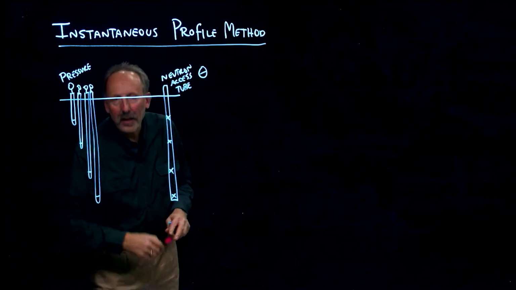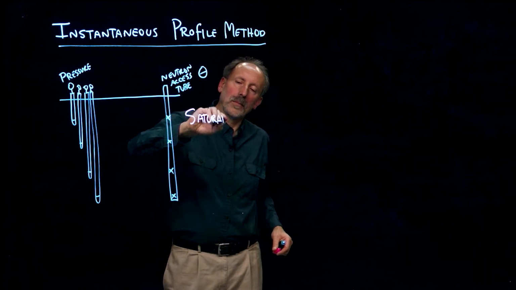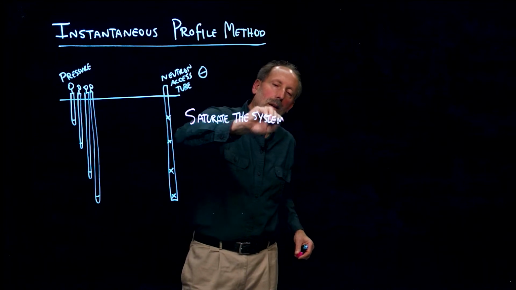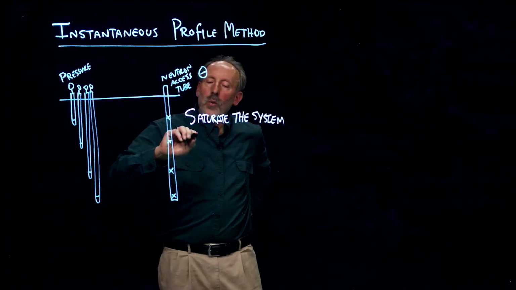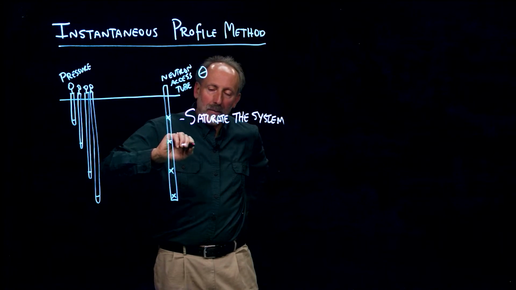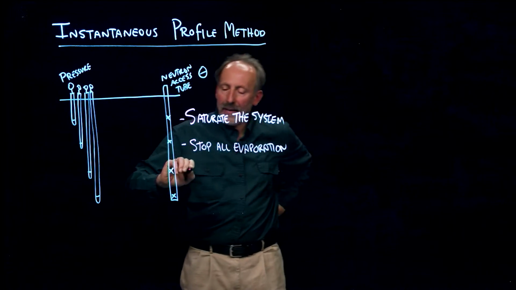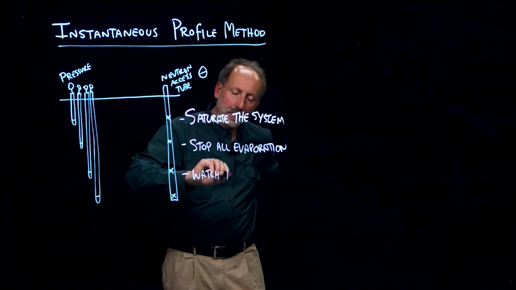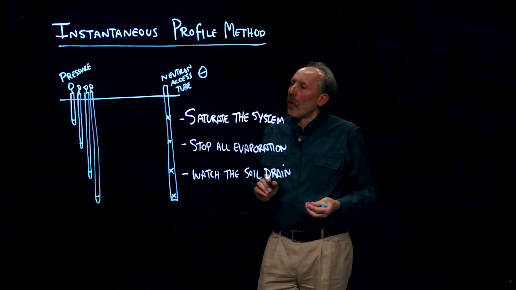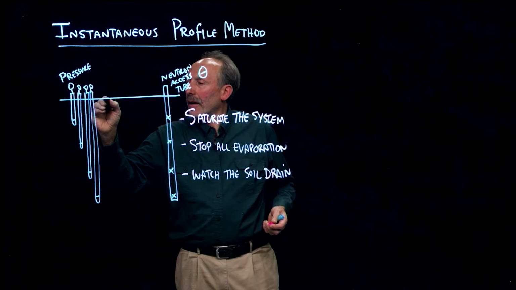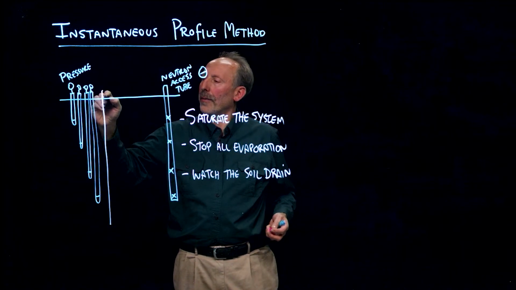The experimental conditions are that we're going to saturate the system by irrigating water onto it, and then we're going to stop all evaporation, and then we're going to watch it drain. So, what are we going to learn? Well, let's go ahead and draw a picture here, for example, of the moisture profile here.